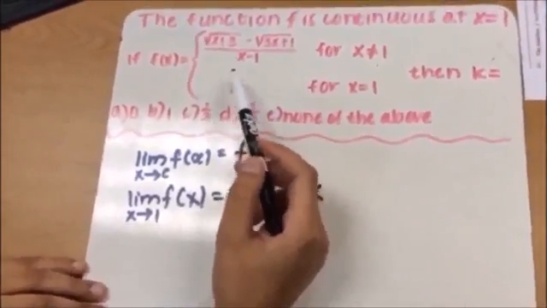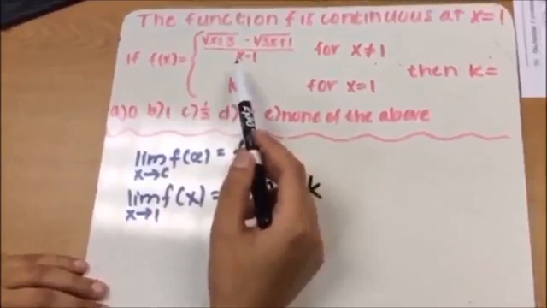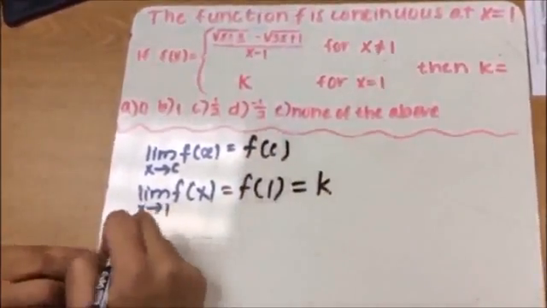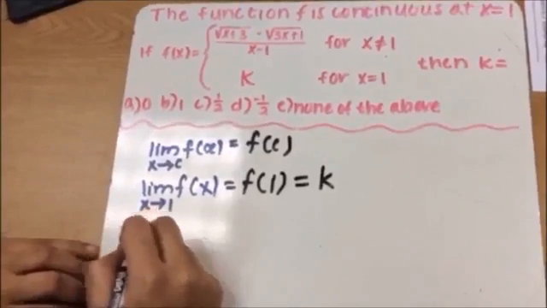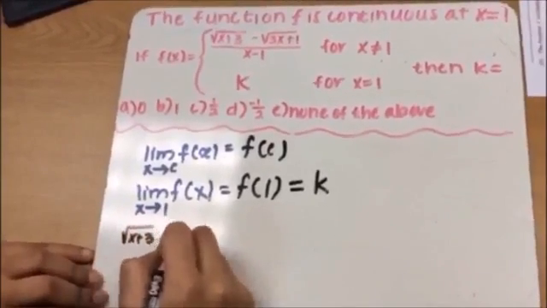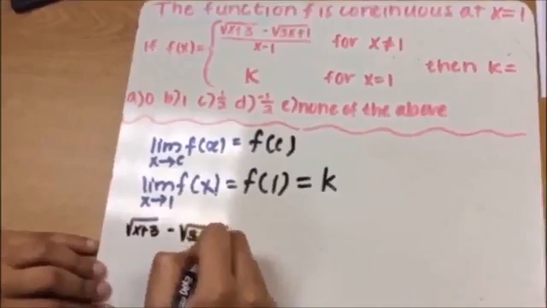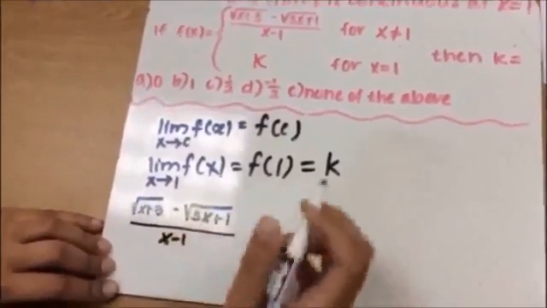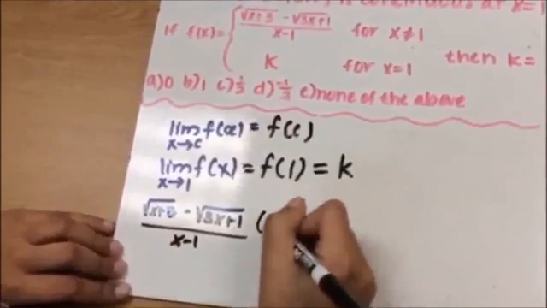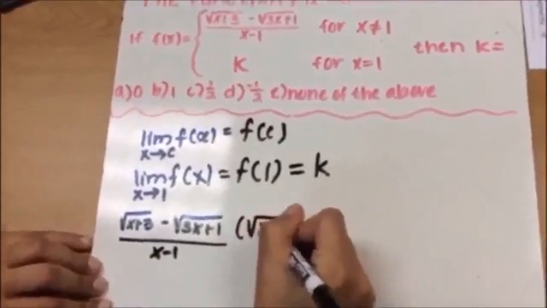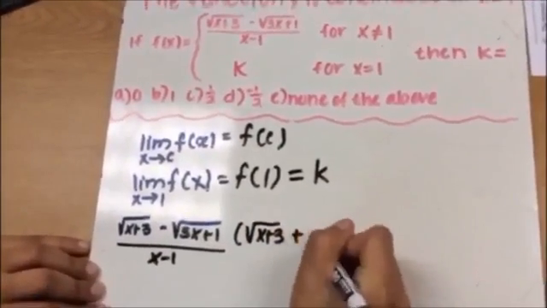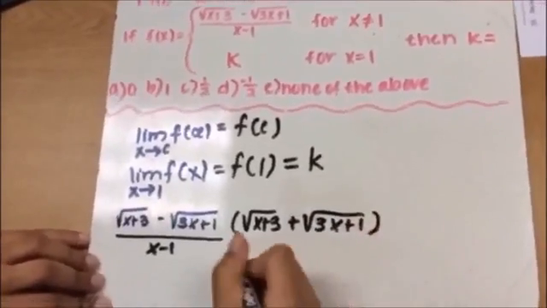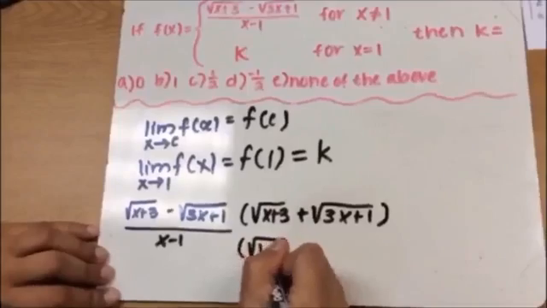And then the next step is to factor, but in this case, since you can't factor, you can move on to rationalization. So if you rationalize, you have the square root of x plus 3 minus the square root of 3x plus 1 over x minus 1, and you multiply both top and bottom by the square root of x plus 3 plus the square root of 3x plus 1, and the bottom the same thing.